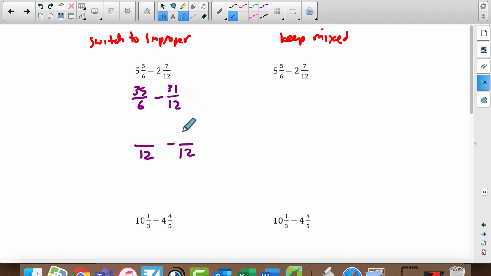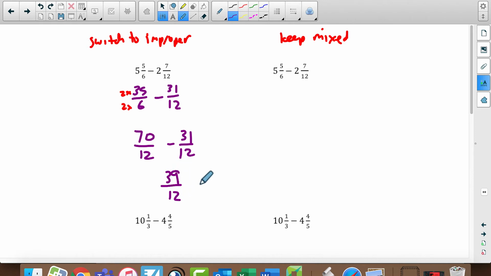Second one's no problem because it's already over 12. First one, what do we have to multiply 6 by to get 12? 2. Do the same at the top. 2 times 35. It's not too bad. It's 70. And this is a little tough. Obviously the denominator is going to be 12. 70 minus 31 equals 39.